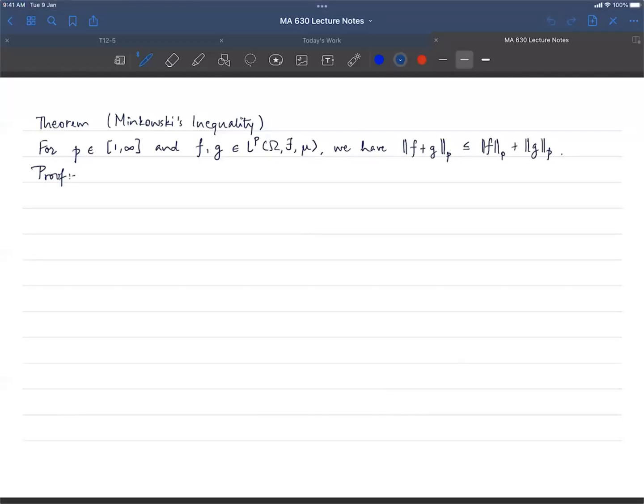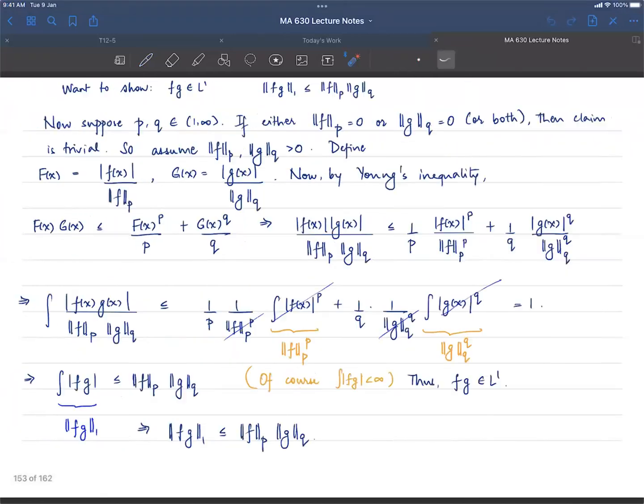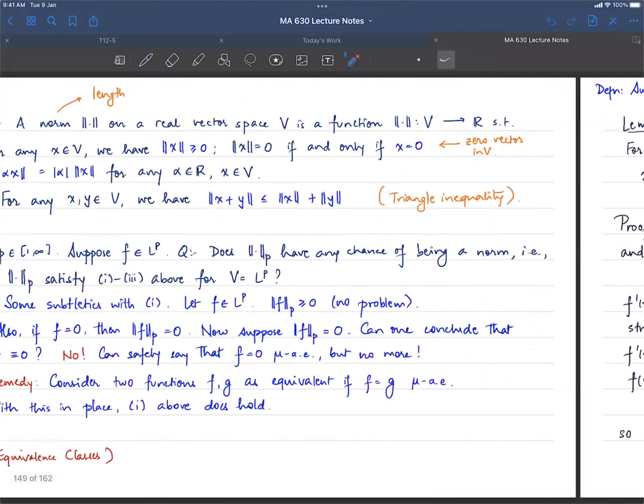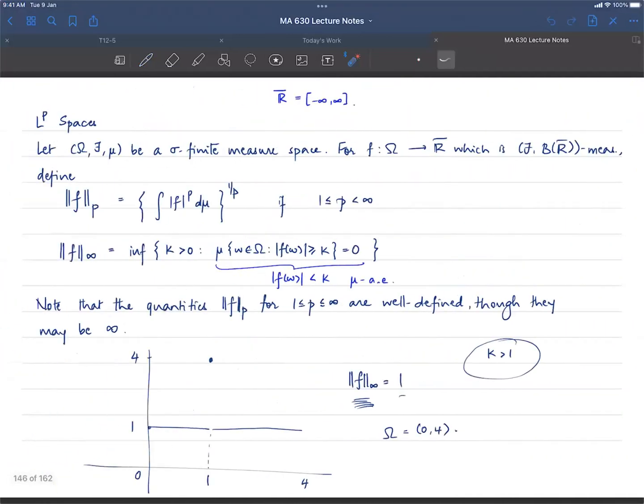All right, so let's get started. Recall that we're talking about LP spaces. So what have we done last time? Well, last time we defined LP spaces and stated some properties of LP spaces.